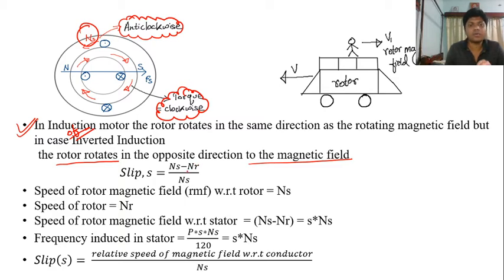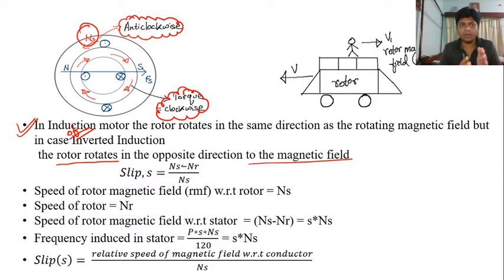But in case of the inverted induction motor, Ns means the speed of the rotor magnetic field with respect to the rotor, that is represented by Ns, or you can say the synchronous speed. But in case of the normal induction motor, the synchronous speed is called the speed of the rotating magnetic field with respect to the stator.